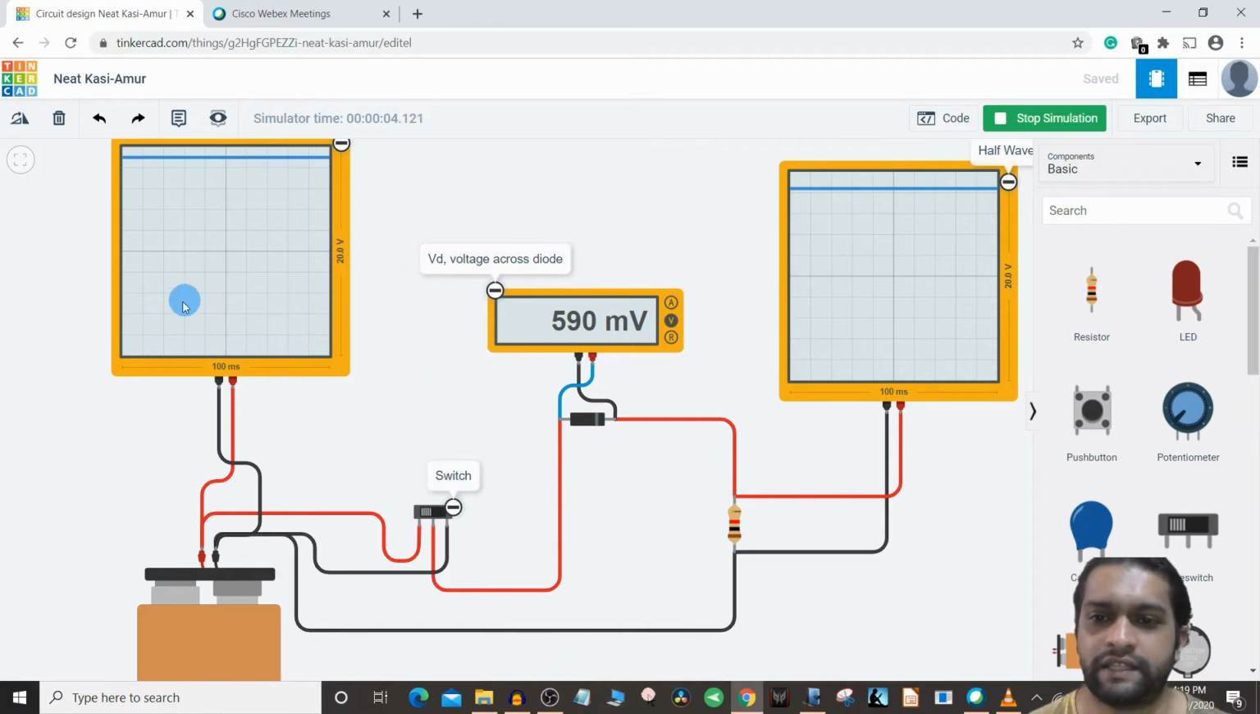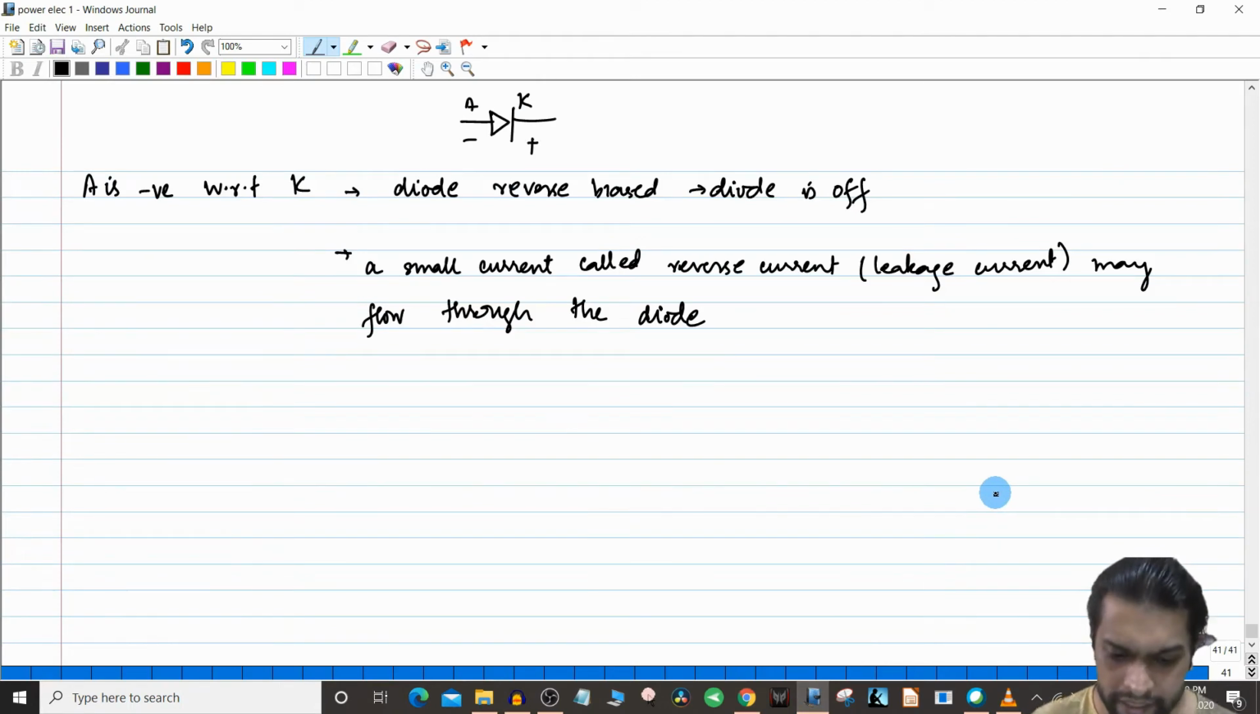Okay, so here we are just trying to see all these things. This is not a rectifier circuit. This is a very simple circuit. I am just switching on the diode using a positive voltage. This is not a half wave or a full wave rectifier. That will come in the later part of the videos. So that is what we have seen in this particular video.